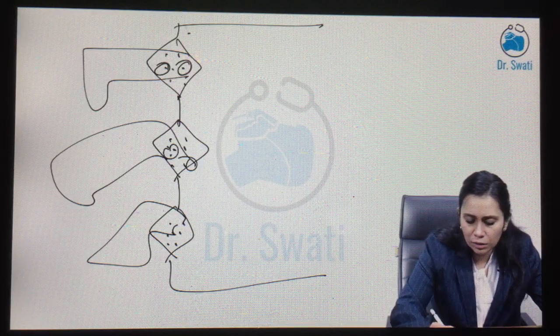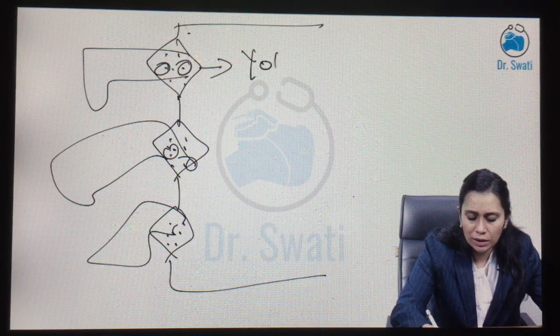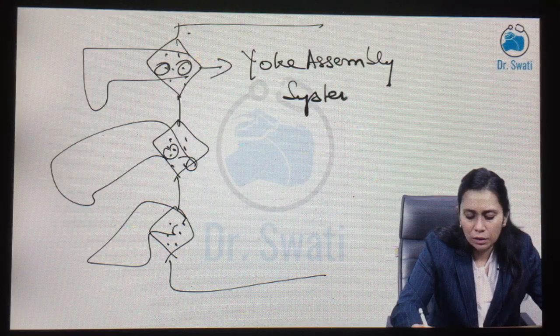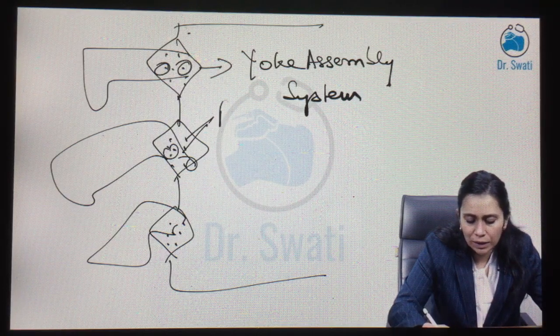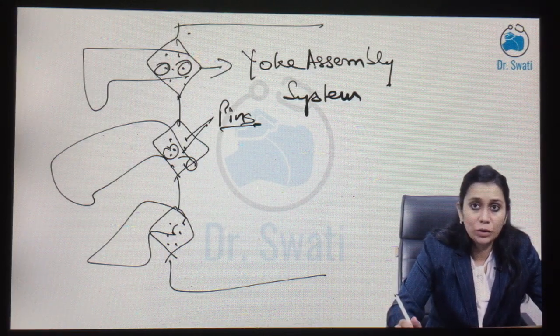Now this part where the pins are located for the attachment of the cylinder, that's called the yoke assembly system. So they ask, where are the pins of the pin index system located? These pins are present on the yoke assembly system. We have to keep it in mind.